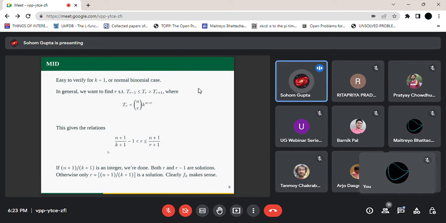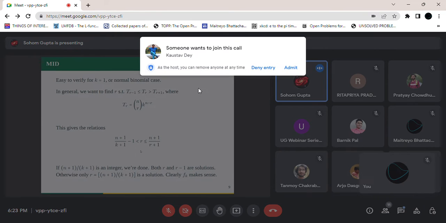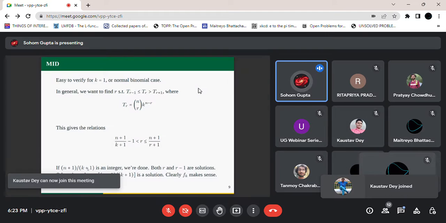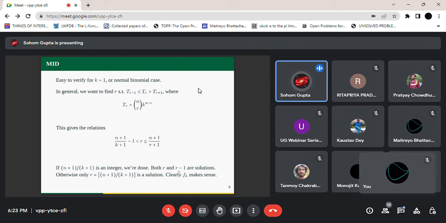And this gives us the relation (n plus 1) over (k plus 1) minus 1 is less than r, which is less than or equal to (n plus 1) over (r plus 1). Sorry, there's a typo. This should be k plus 1, because otherwise this won't make sense. So if (n plus 1) over (k plus 1) is an integer, then we are done, because then you know that r is equal to (n plus 1) over (k plus 1). And then both r and r minus 1 are solutions because both of these are clearly integers.